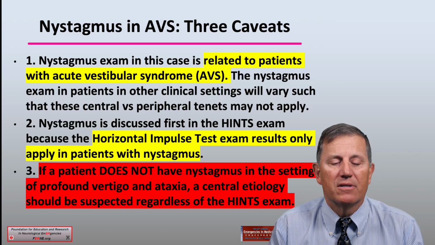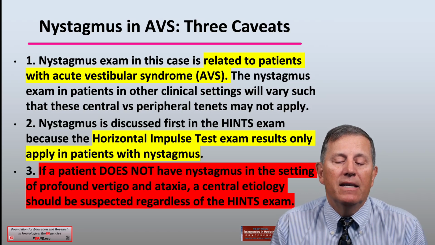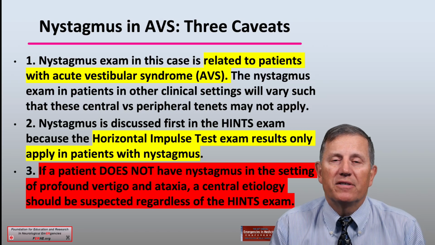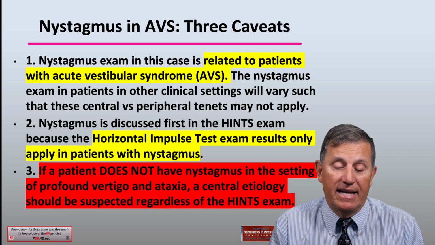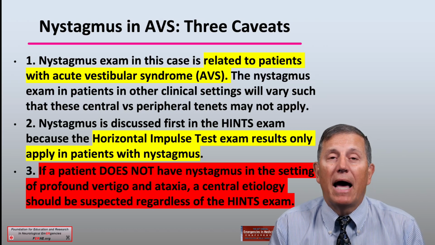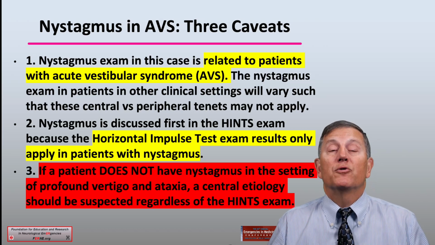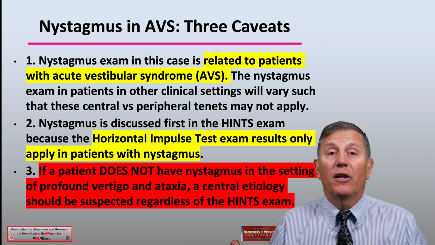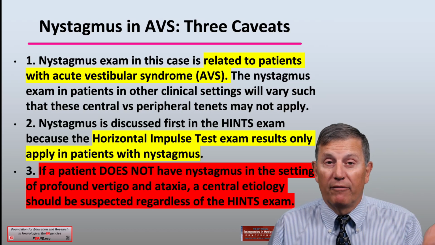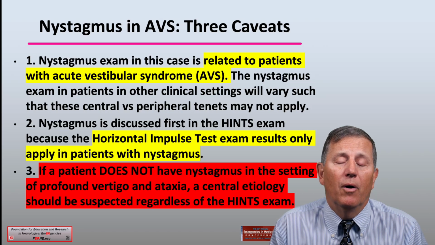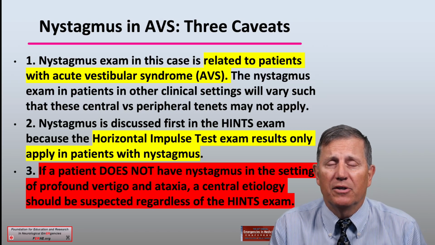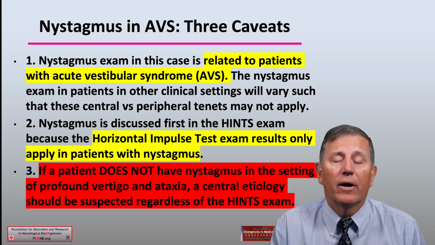The second, nystagmus is discussed first in our HINTS exam because the head impulse test results only apply to those patients who are demonstrated to have nystagmus that could be related to a peripheral etiology. The third point or caveat prior to going on to discussing nystagmus is the following.